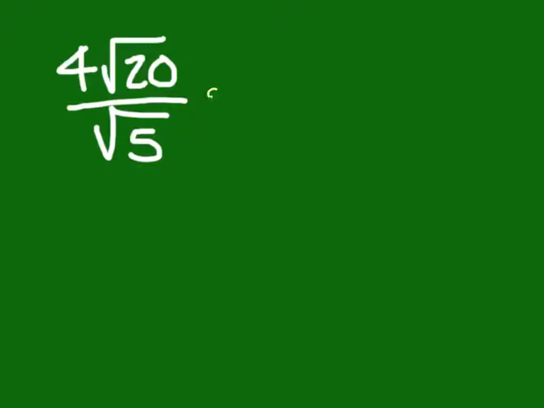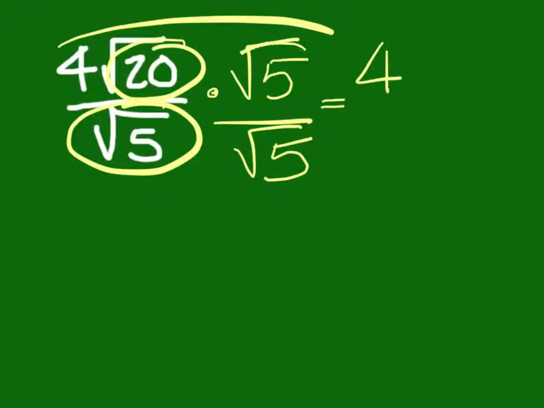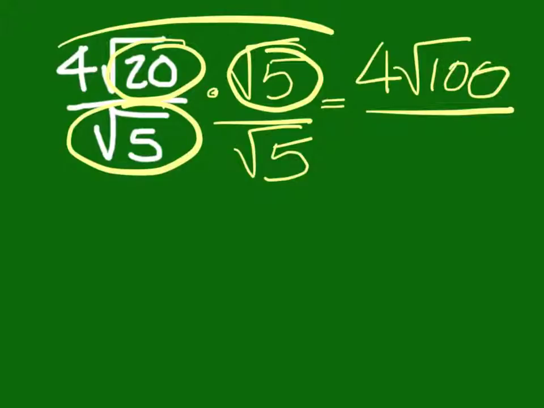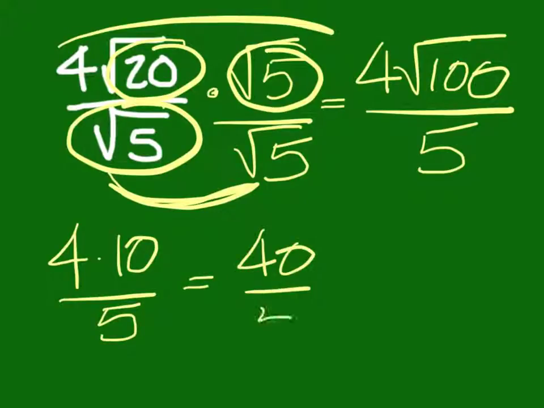On the practice problem, you have to multiply the top and the bottom by the square root of 5 because that's what's on the bottom there. On the top, the 4 stays the same, and the square root of 20 times square root of 5 is square root of 100. On the bottom, these two multiplied together is simply 5. For the 100, it's a perfect square, so the square root of 100 is 10. And 4 times 10 is 40, divided by 5 is 8.